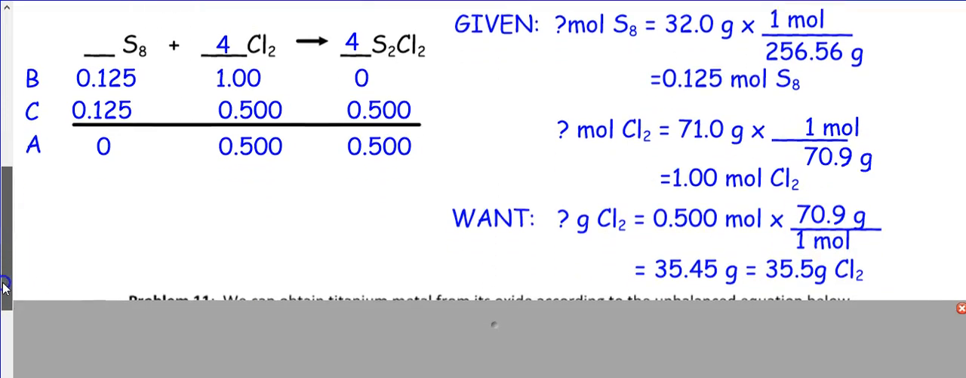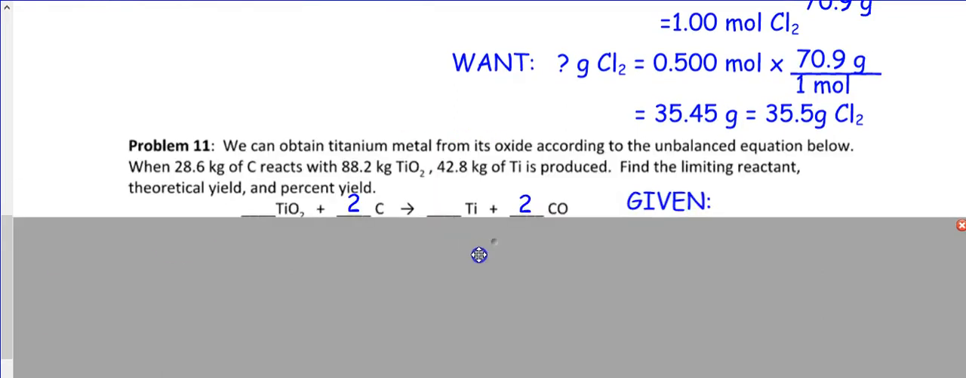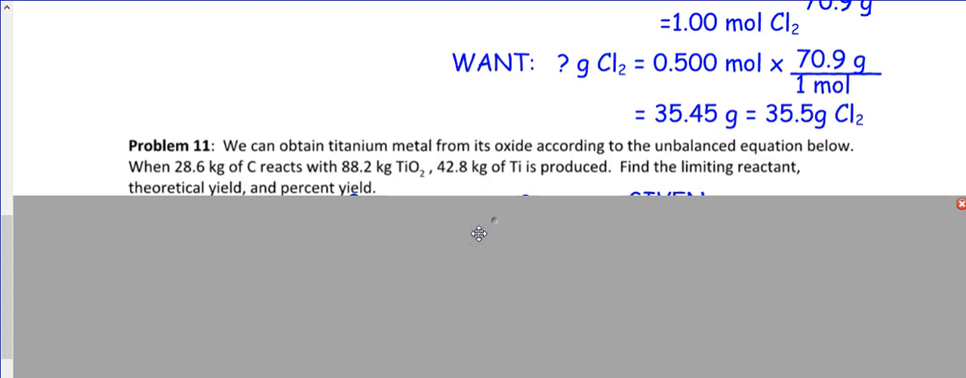Okay. Well, what about problem number 11? Okay, let's scroll this one down here. We obtained titanium metal from its oxide according to the unbalanced equation below. Notice I have 28.6 kilograms of carbon and 88.2 kilograms of titanium dioxide, or titanium 4 oxide, you probably should say. You are actually producing 42.8 kilograms. That's your actual amount, okay? So now find your limiting reactant, your theoretical yield, how much titanium should you make, and then your percent yield.